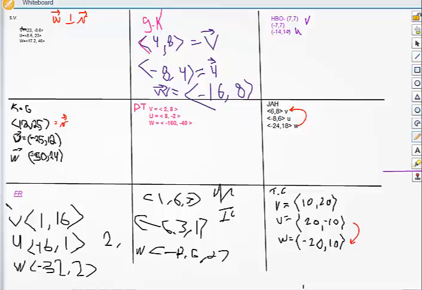Okay, give me another vector that's orthogonal to V. Let's call this one, I don't know, U, V, W. Let's call it Z. Vector Z for zombie.